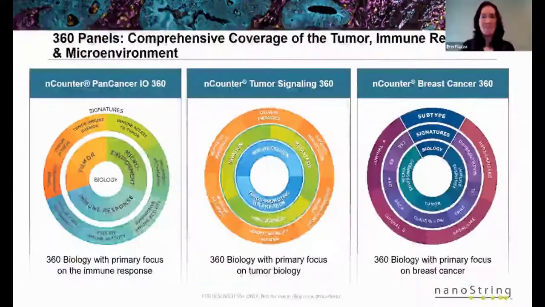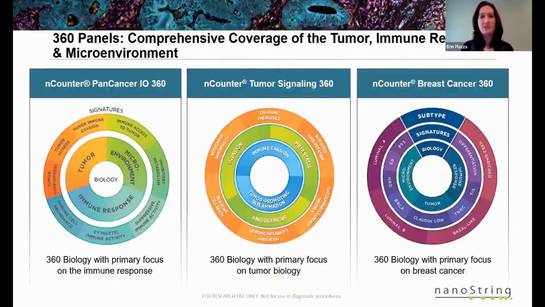The definition of a 360 panel is the 360 or comprehensive coverage of the tumor, the immune response to the tumor, and the tumor microenvironment. We've created 3 such panels over time, the first of which we called our Pan-Cancer IO 360 panel. This panel looks again at these 3 areas of biology, but focuses most prominently on the immune response to cancer.